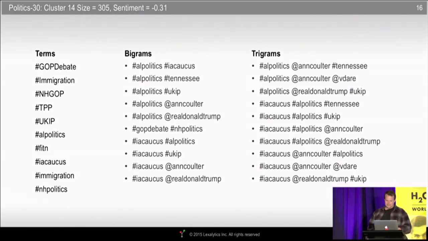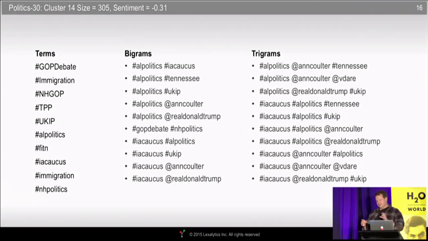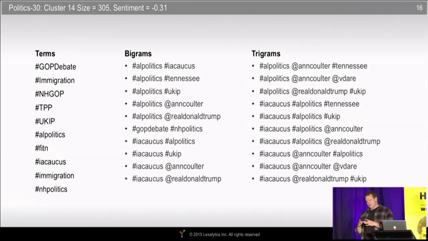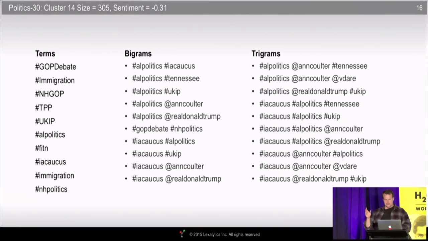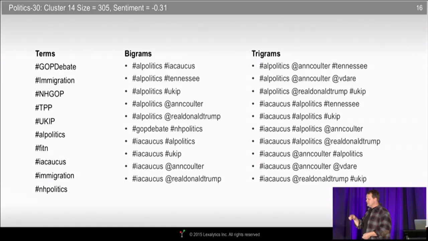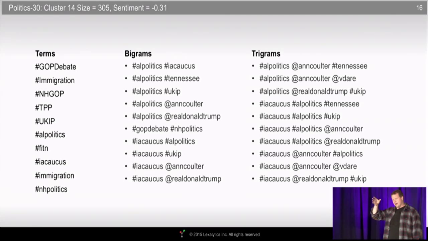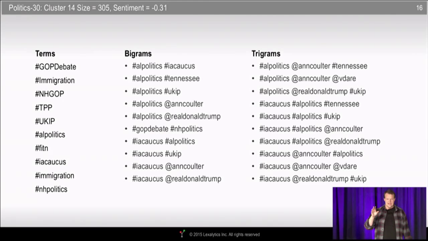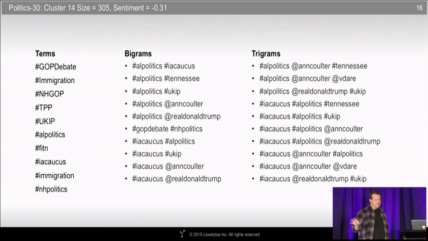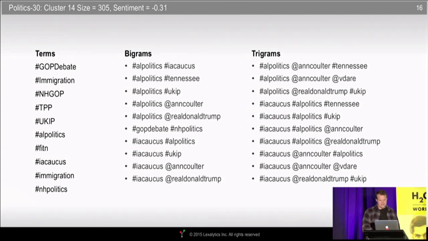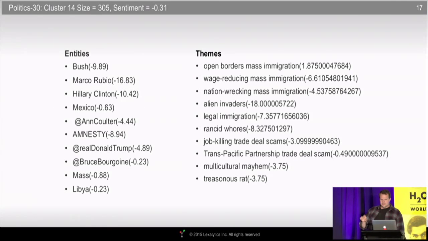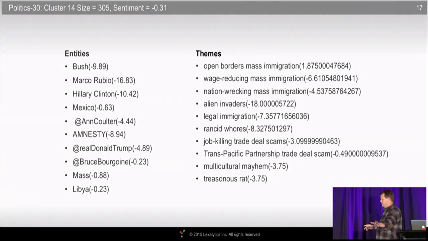So this first slide is politics 30. It's from one of the 30 clusters, politics one. These are the terms, the bigrams, and the trigrams that are most popular inside of there. Now, there are things you could do here to clean this up and say, okay, I don't want to consider trigrams that are hashtags or at symbols, right? That's very easy to do. But let me show you what's on this next slide. And pardon the language on the slides, we're dealing with Twitter.